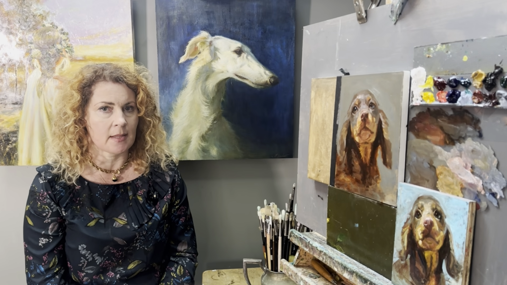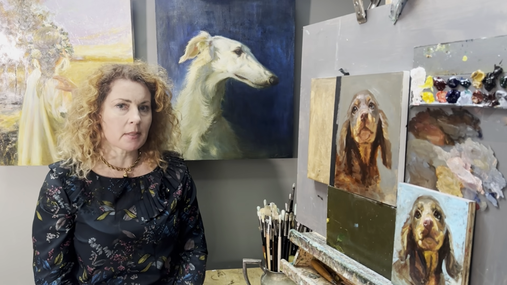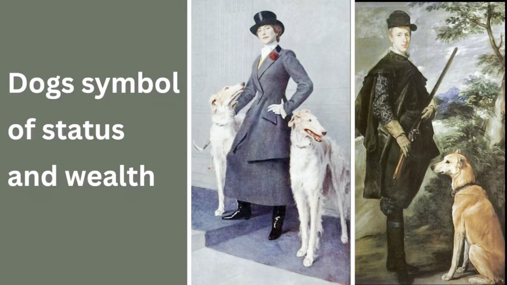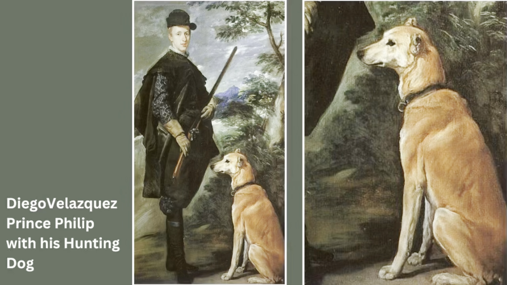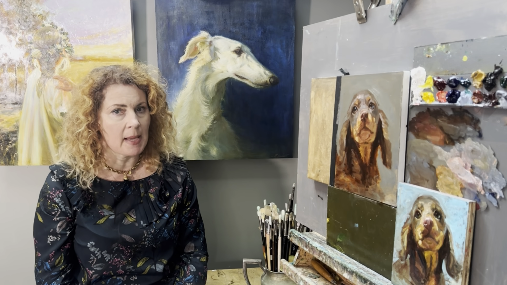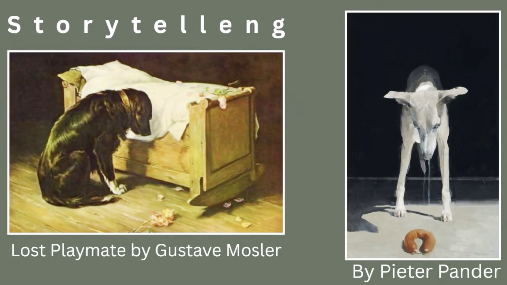Northern Renaissance. In the next examples, dogs serve as a symbol of social status, aristocracy, and wealth. In Prince Philippe Prosper of Spain with a Dog by Diego Velázquez, painted in 1659, the hunting dog symbolizes domain over nature. In Gustave Molaire's Lost Playmate, we see a dog seated beside the empty bed of a child.